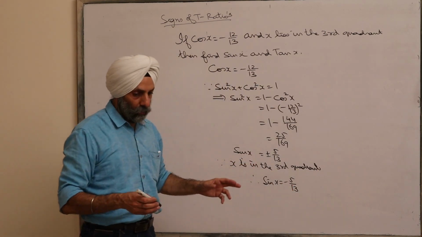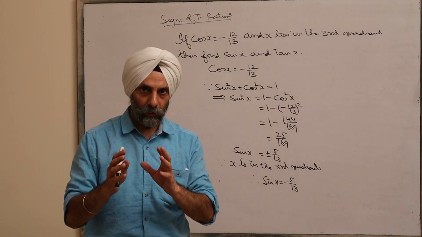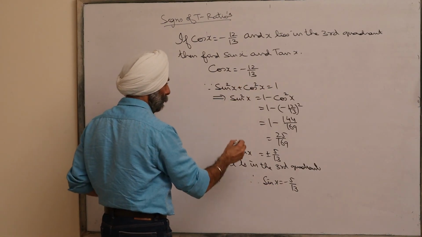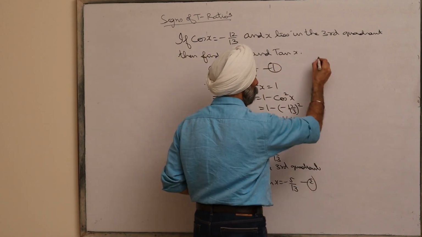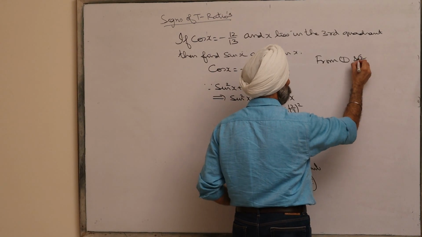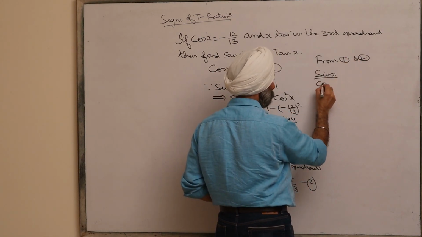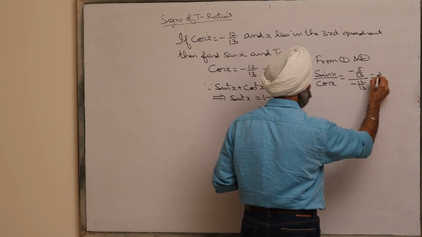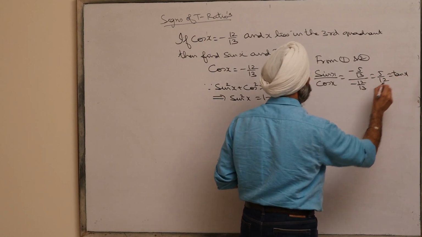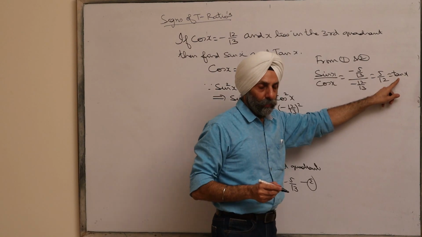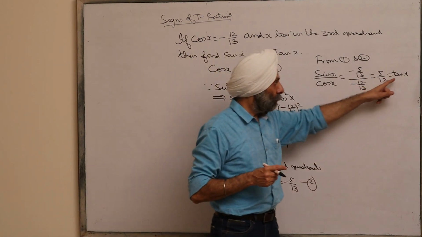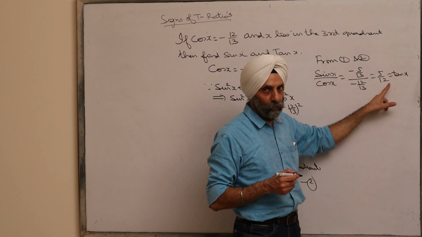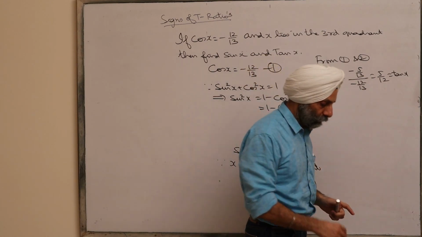Now once again you can see here, because when you take the square root, and since x is in the third quadrant where sine of the angle is negative, therefore sin x is equal to minus 5 by 13. Now from the first and second, sin x upon cos x is equal to minus 5 by 13 upon minus 12 by 13, which is 5 by 12, which is your tan x. So automatically in the third quadrant, if your signs are okay, you are going to get the correct answer, because in the third quadrant tan x is positive, that is why you are getting its positive value, which is 5 by 12 in this particular case.